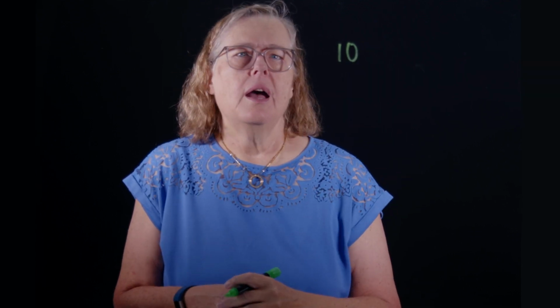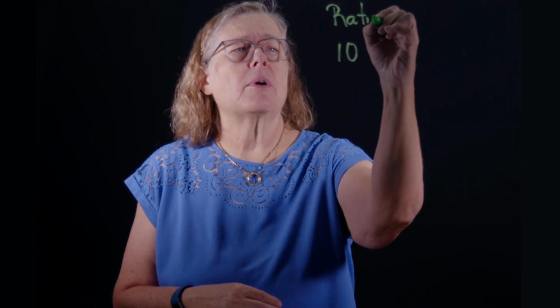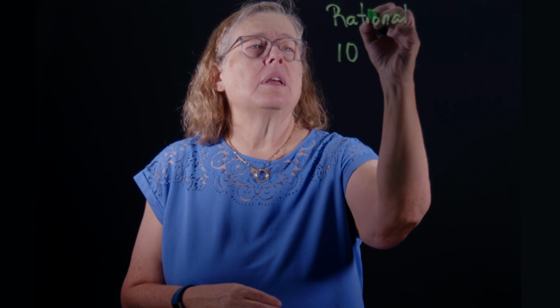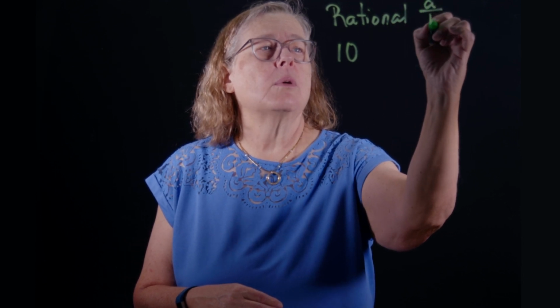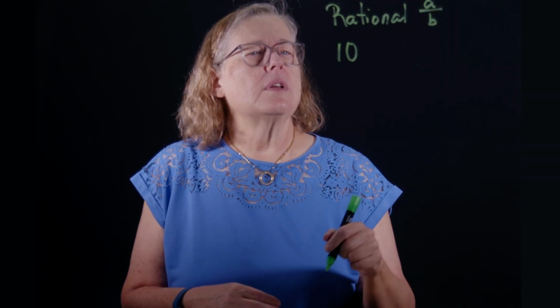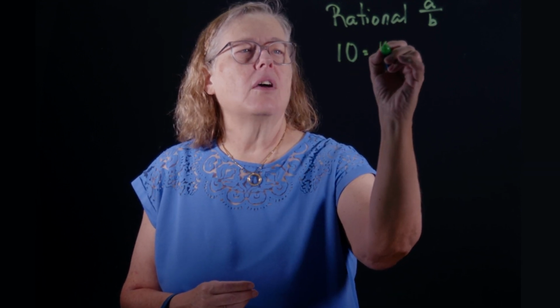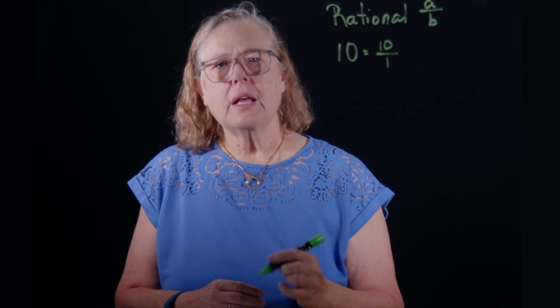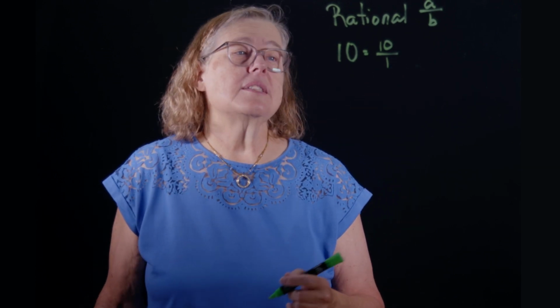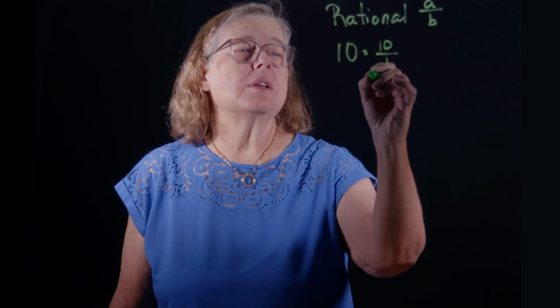So let's say I gave you the number 10. Could I write the number 10 as a rational number? Because it is a rational number. How can I show you that it's a rational number? Well, we remember that a rational number, probably shouldn't have erased this part, huh? Means that it is a over b, where b cannot equal 0. So if the number is 10, how would I write that? I could write this as 10 over 1. Why can I write that as 10 over 1? Because that's 10 wholes. The 1 just means there's one whole.